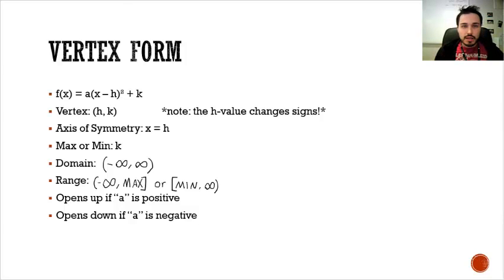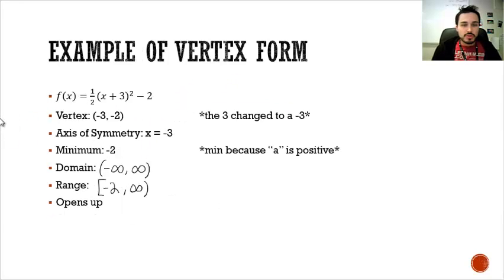The thing that's really the most worth listening to is note that the H value changes signs. A lot of times in class today I saw y'all giving me the wrong sign for your X value. Because it says X minus H, that minus sign is changing the sign of your vertex for just the X value. So just take note of that. Otherwise, all the rest of this I'm pretty sure we wrote down in our foldable today. So again, here's another example.